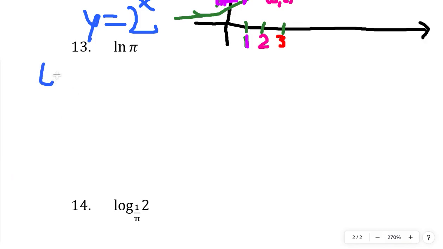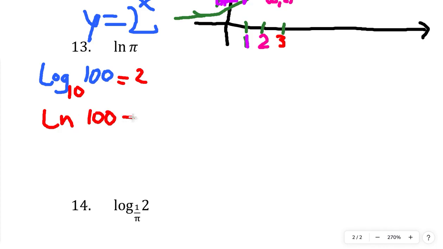Well, remember that if you have a log of some number, say 100, then you're supposed to know that the base is 10. And so you can say this equals 2. Well, what does ln mean? Let's just stick with 100. It's not the same, but whatever. ln of 100 means log base e. That's what that means.